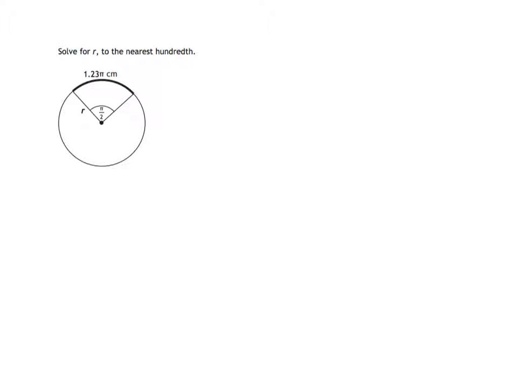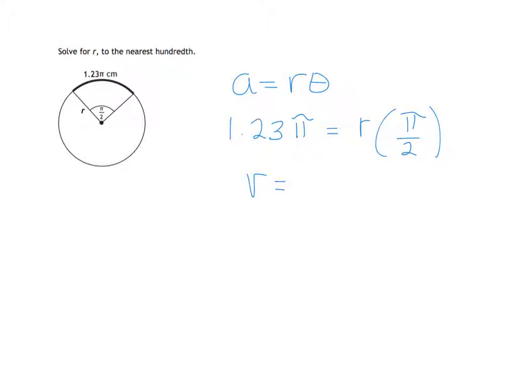This one asks you to solve for R to the nearest hundredth. So again, A is equal to R times theta. Arc length here it says is 1.23 pi. And theta is pi over 2. It's already measured in radians, so I don't have to do anything with it. I just need to divide by pi over 2, and that comes out to 2.46 centimeters. That's all there is to it.